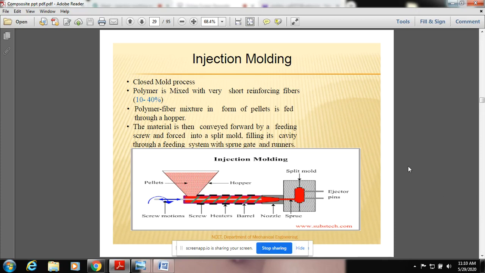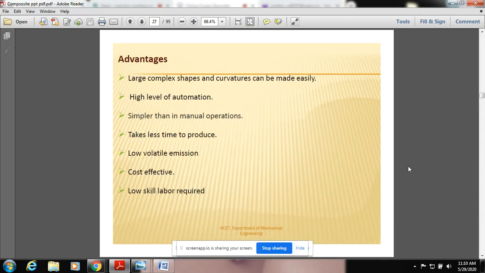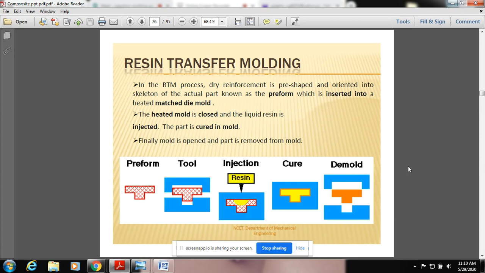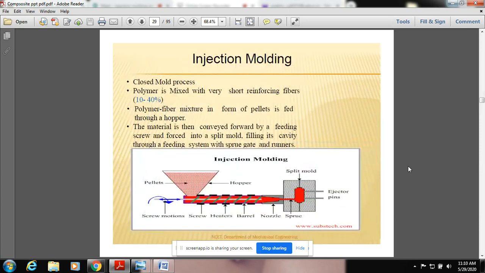Good morning. In the last class, we just discussed this process, that is resin transfer molding. We have one more method of manufacturing composite materials using PMC, that is injection molding. This injection molding comes under thermoplastics, right? You might have come across injection molding in the manufacturing process subject.